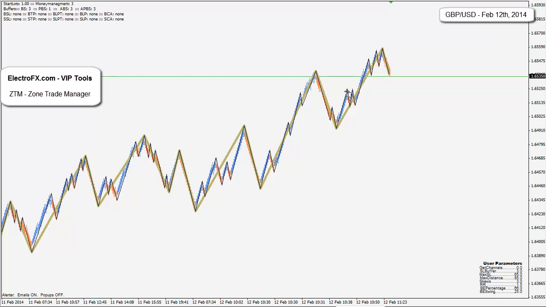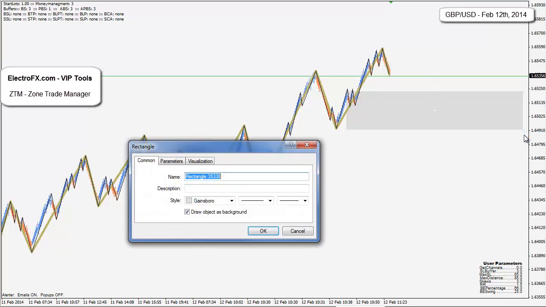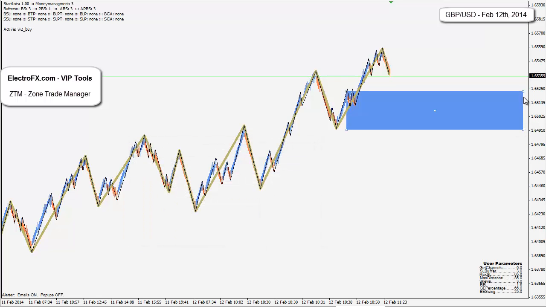For now, I'm just going to plot a box right about here and rename it, like so. Now what will happen is if price pulls back into this box and I get an entry trigger, which I'm hoping will be here, but would also be happy if it's down here, then the trade will be executed. If price comes through this box without an entry trigger, then the box will remove itself from the chart. So that's really the safety net.